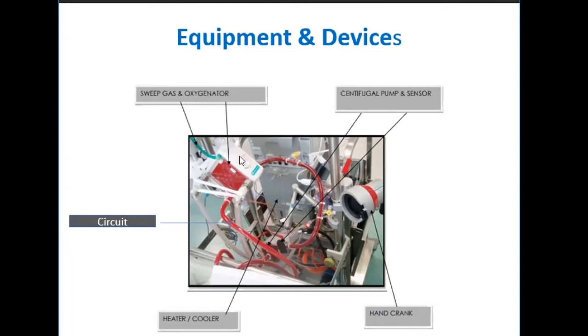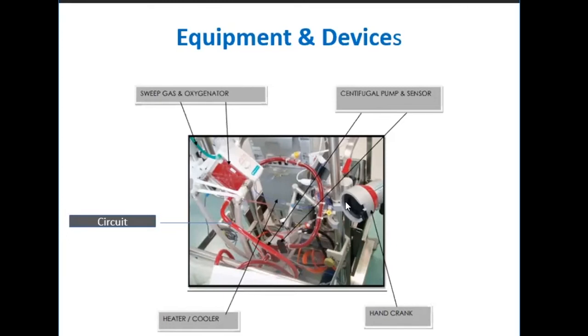This is the membrane oxygenator, and it is connected with the sweep gas flow. A blender is connected to the membrane oxygenator. Now here is the pump. The function of the pump is that it creates a negative pressure on the native circulation of the patient side, and then it creates a positive pressure on the membrane oxygenator side. So it can drain the blood, and it can increase the pressure to reperfuse the blood on the venous side.